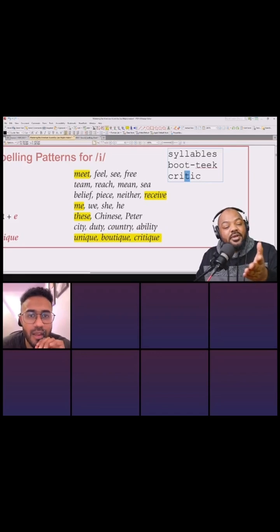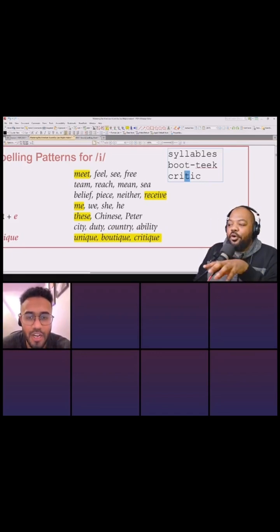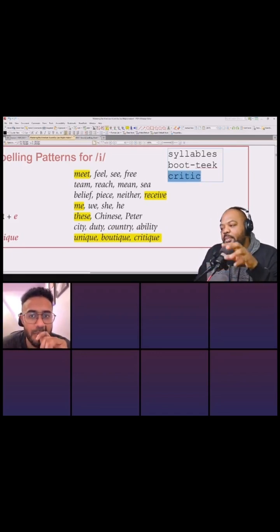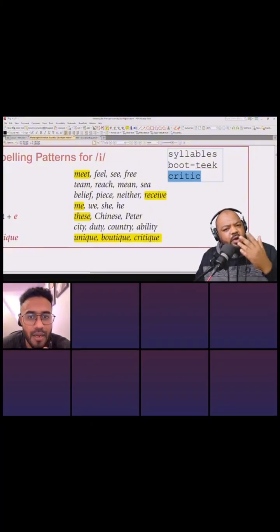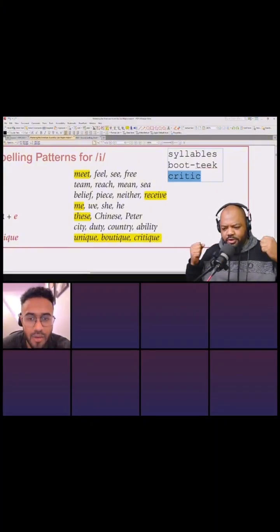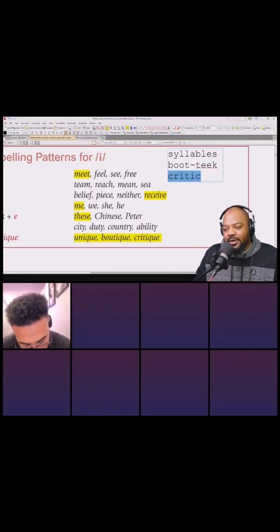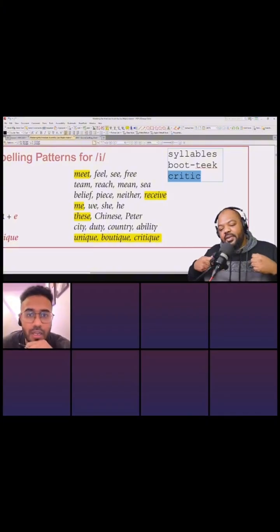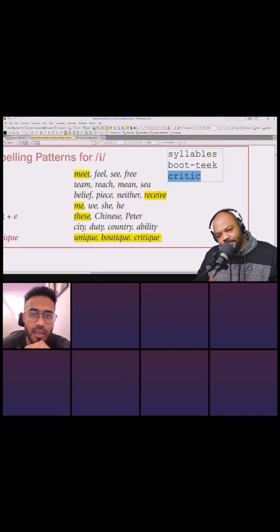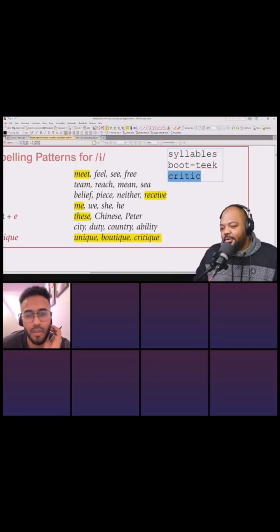Critique. Perfect. Why am I pointing out the whole critic thing now? Because it's going to be an issue later. Now we're looking at the word critique, where the T is prominent. To critique or to criticize someone basically means to give your opinion about someone. Very good.